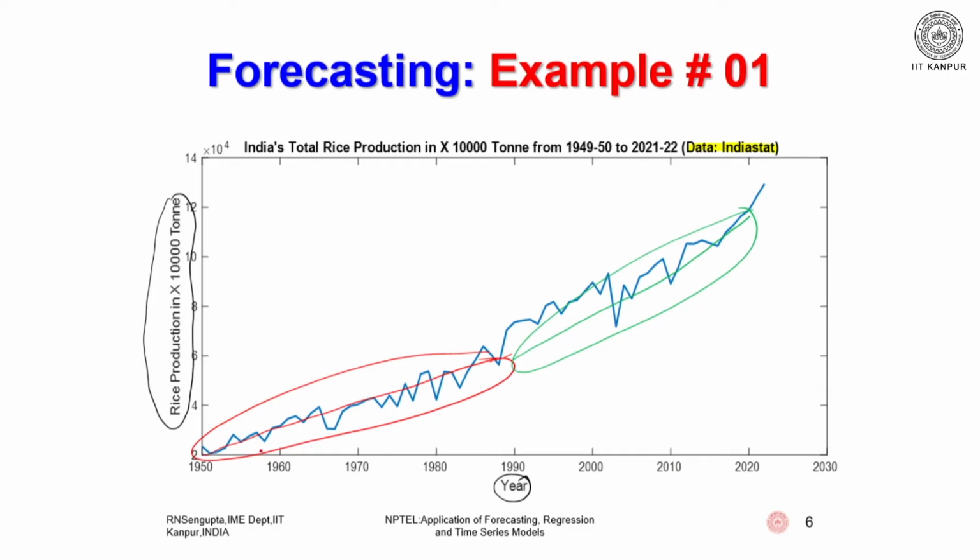The next observation, again I will try using the same color. If you see the variability of the data for the first time frame, considering 1950 to 1990, the variability is there, definitely, but that variability, if compared with the time frame of 1990 to 2020, for the first half, 1950 to 1990, is less. So, that is the second set of observations.